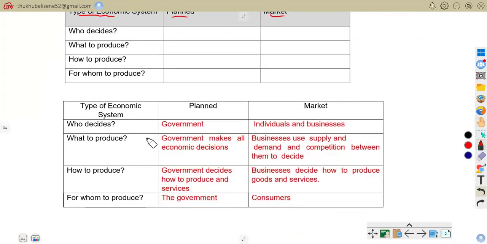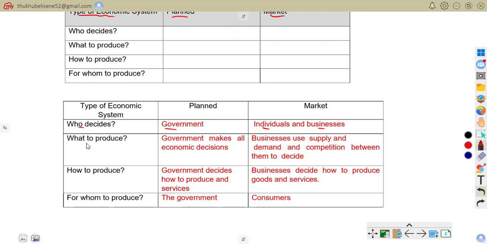Who decides? The government is the one that decides under planned. The government makes all economic decisions. While under the market, you're talking about individuals and businesses. Meaning to say individuals and businesses make the decisions. So that is that.